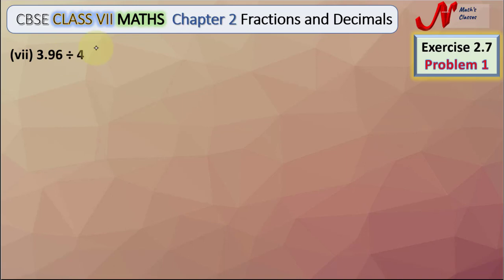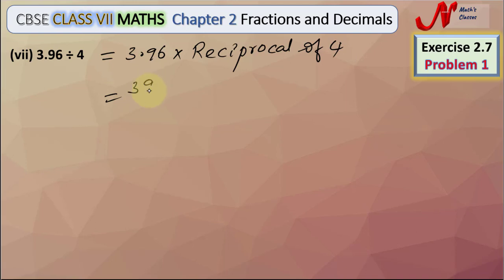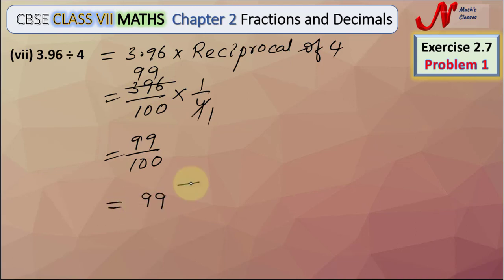It is given 3.96 divided by 4, which is equal to 3.96 into the reciprocal of 4. 3.96 can be written as 396 by 100 into the reciprocal of 4, which means 1 by 4. By cancelling, 4 ones are 4. 4 nines are 36, 3 remaining. Again 4 nines are 36, so we get 99 by 100. In the final result, we keep the decimal point from right to left after 2 digits, so we can write 0.99. Therefore, 3.96 divided by 4 is equal to 0.99.